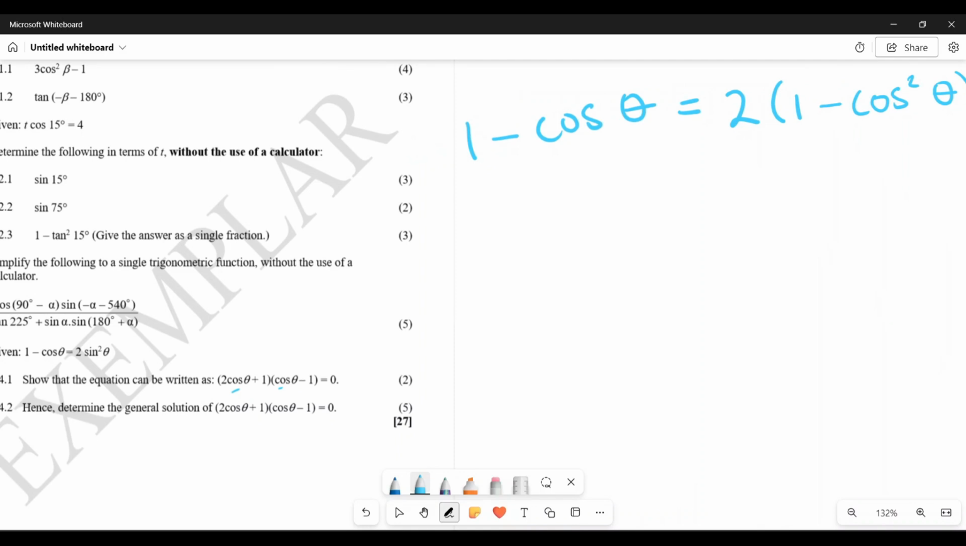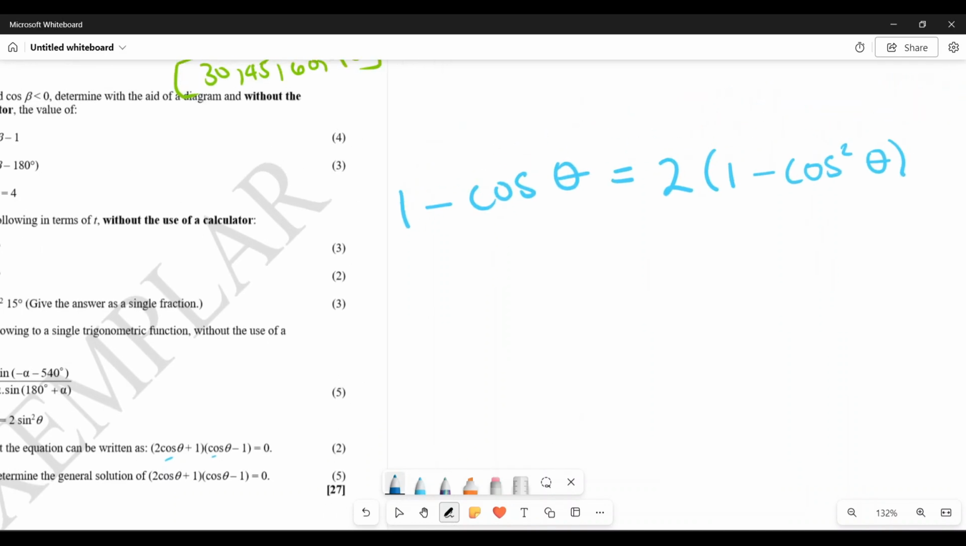All right. Now, what will be the next step? The next step here will be to simplify. So I'm going to start by distributing the 2 into my brackets. So now let me distribute the 2 in my bracket. Here I still have 1 minus cos theta. The other side would be 2 minus 2 cos squared theta.